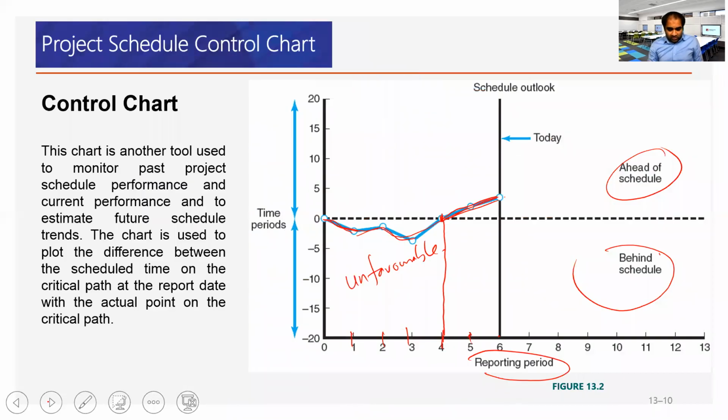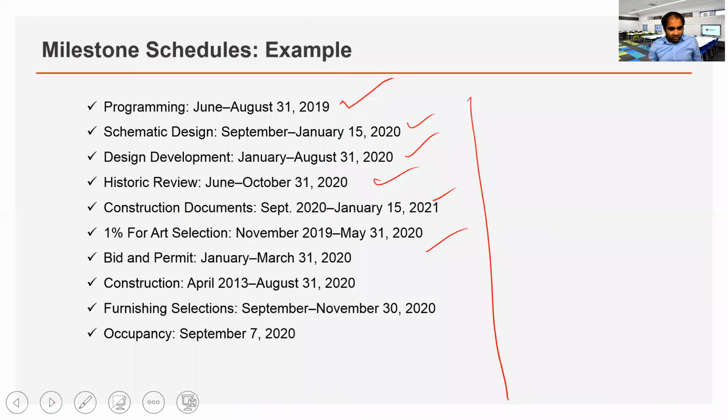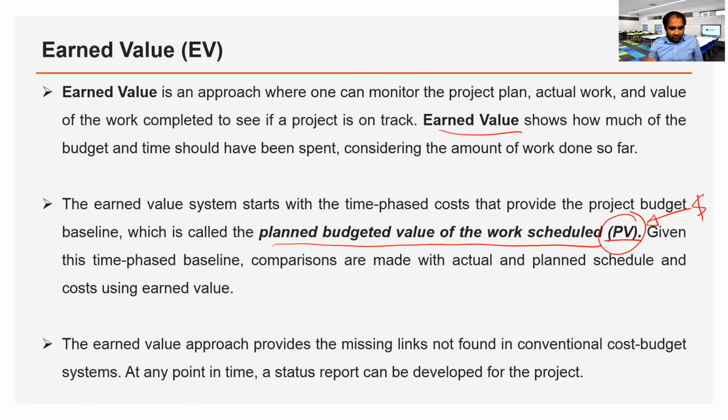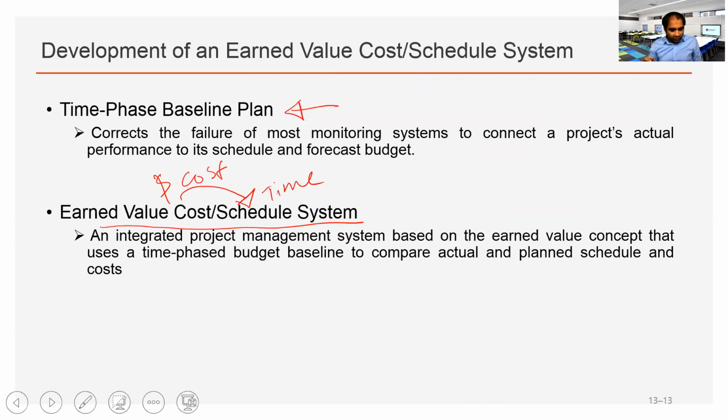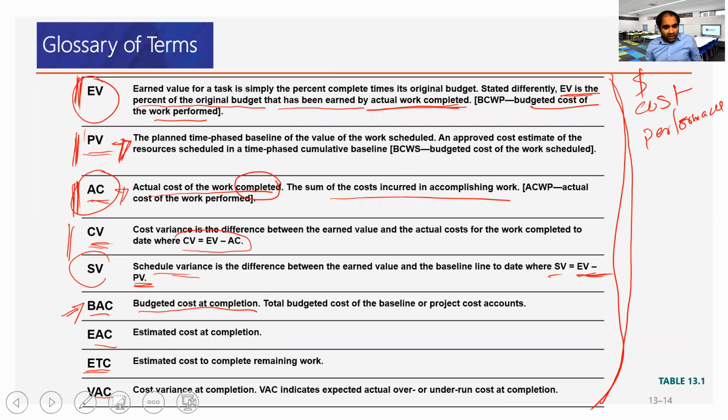Second one is a control chart, a very simple illustration of whether the progress is behind or ahead of the schedule. And third is the project milestone schedule. Again, a set of checklists here. Then we started discussing earned value, what is earned value, and the set of terms that we must look into for earned value techniques. These are the definitions or the glossary of terms that we must understand for cost performance of any project.